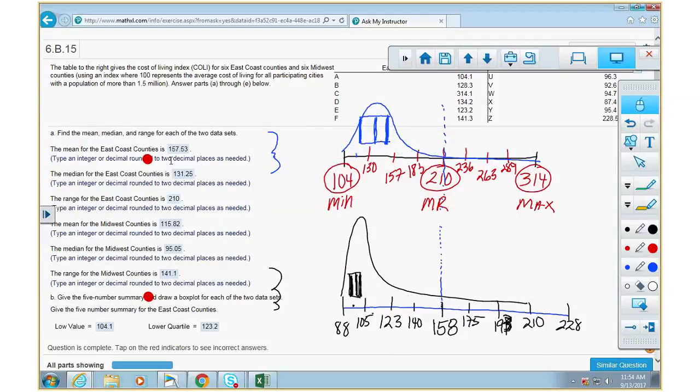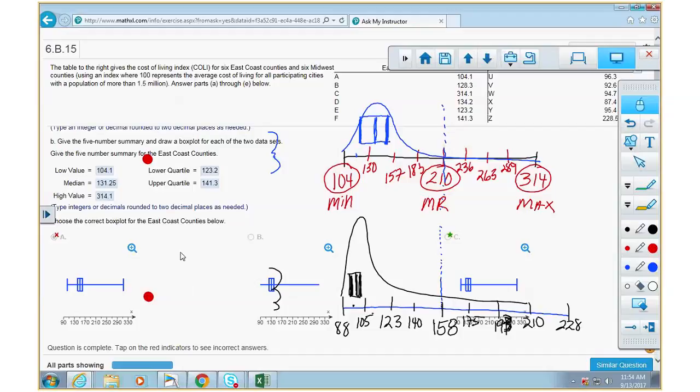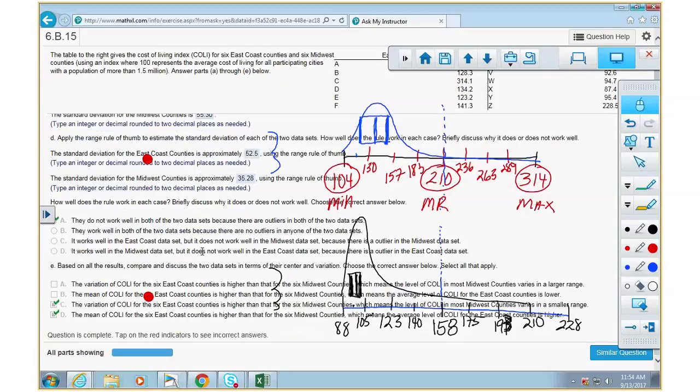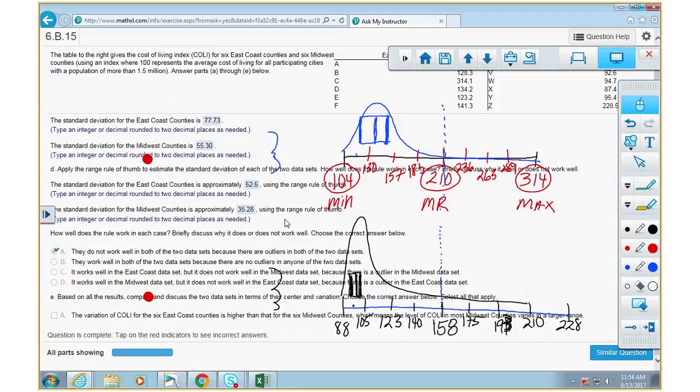Okay, they ask you all the numbers. They do all that. Then they ask you about the box plots. And then they say down here, how well does the rule work? What rule? Range rule or what? What rule are they talking about? Okay, range rule. I haven't showed you the range rule.